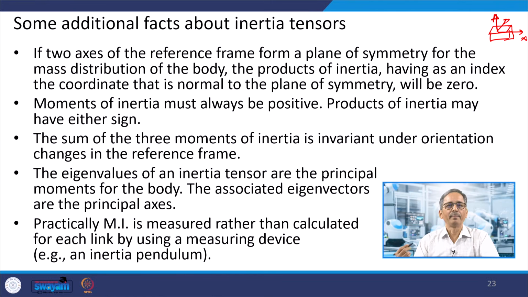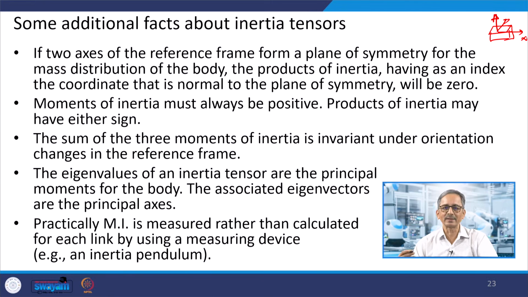Moment of inertia must always be positive, and product of inertia may be positive or negative. Okay. The sum of the three moments of inertia is invariant under orientation change of the reference frame. The eigenvalues of any inertia tensor are the principal moments of the body. The associated eigenvector gives the principal axis. I wanted initially to give a small exercise on this, but due to the limitation of time, I am leaving this as an exercise for you. Okay? And practically, the moment of inertia is measured rather than calculated.